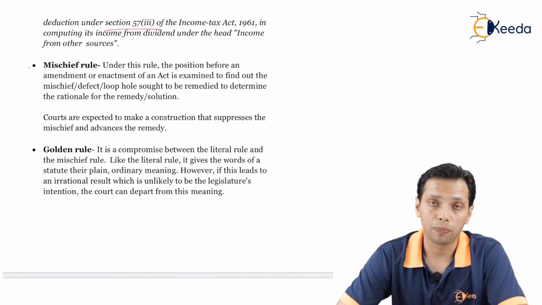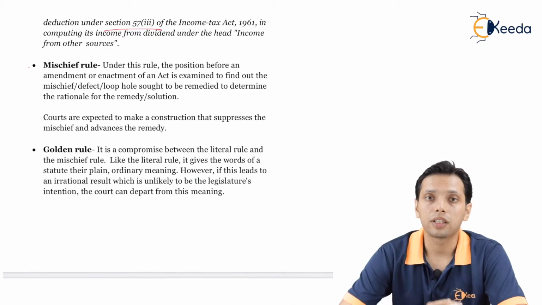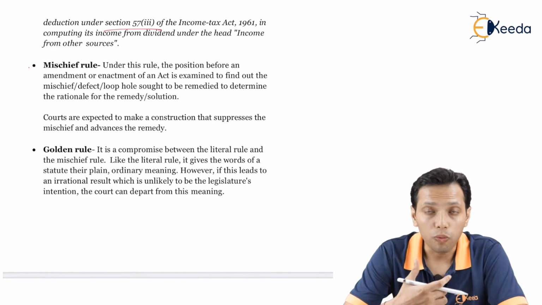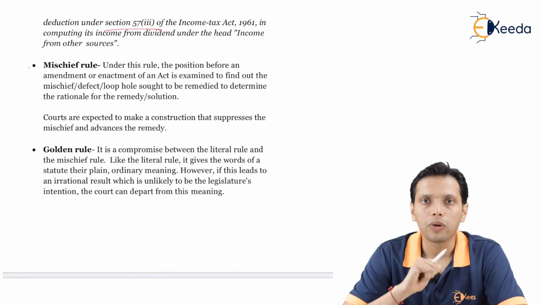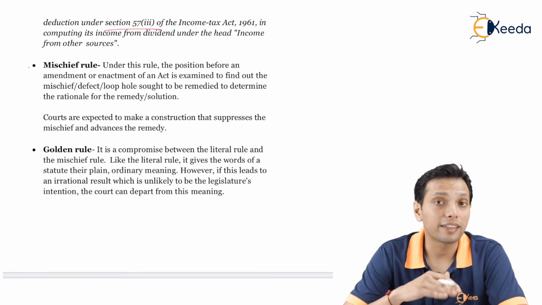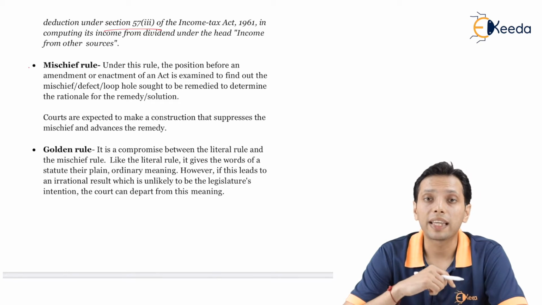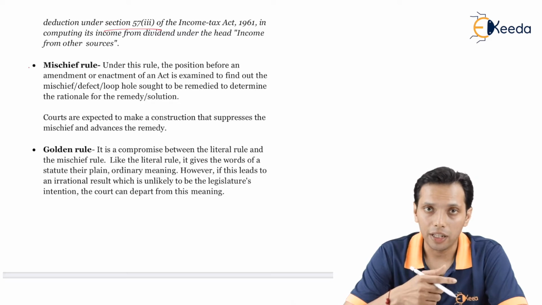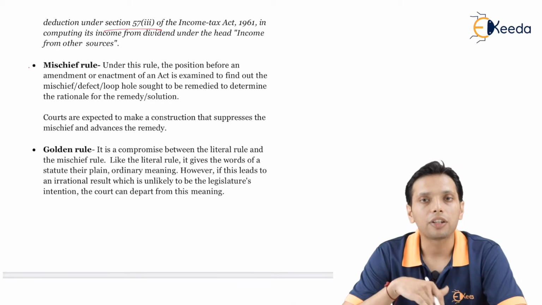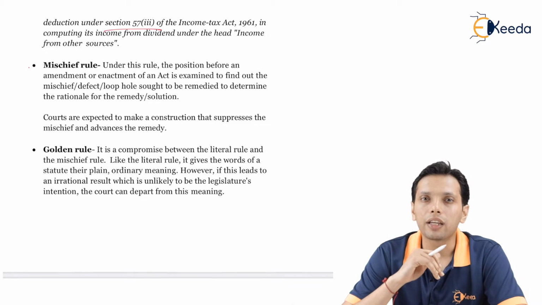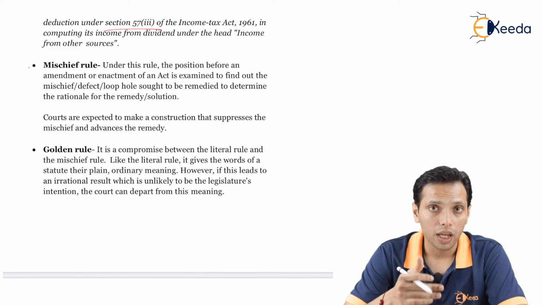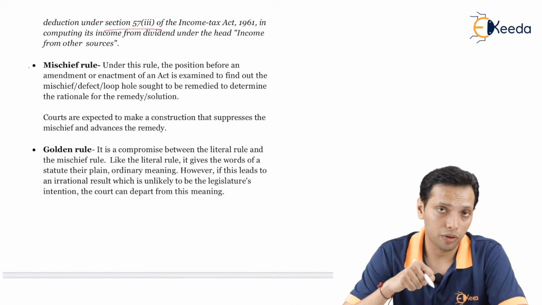Second rule is mischief rule. Mischief is another word for defect or the loophole in the income tax law. If there is a loophole which has been utilized by the SSC in saving tax, that loophole can be remedied by the law by inserting a new provision, or the construction can be used by the court to remedy a particular defect.